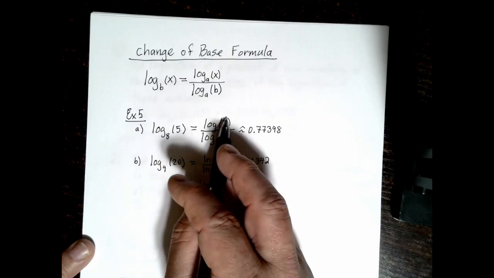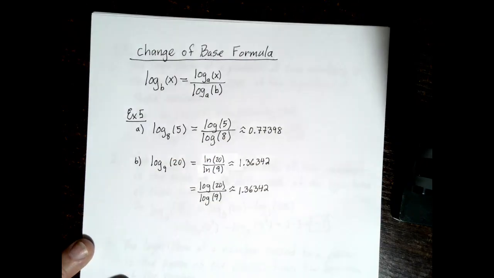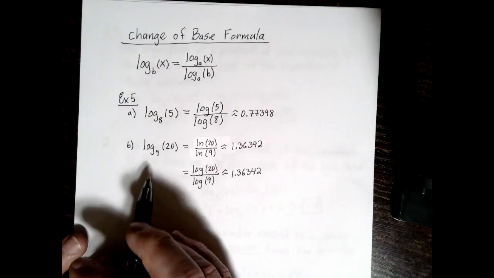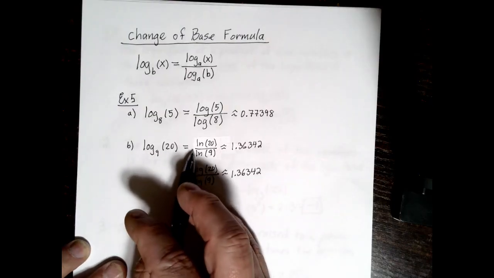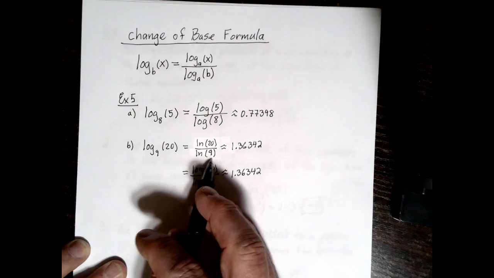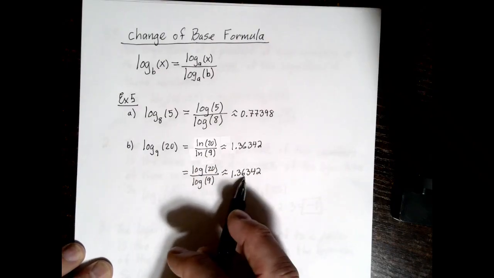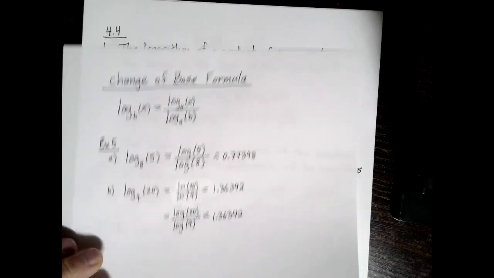If you don't have that closing parenthesis after each of these logs, you're going to get the wrong answer. Now here I've done change of base using both bases, and you notice you get the exact same answer. So log base 9 of 20 is ln of 20 over ln of 9, gives you that. Or log 20 over log 9, gives you the same answer. It doesn't matter which base you use, 10 or e.